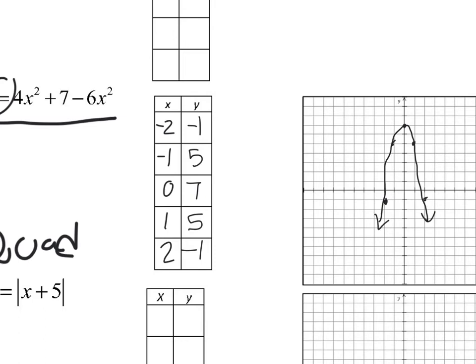Now, notice your numbers here, -1, 5, 7, 5, -1. Okay, it's kind of like they turn at 0, 7, right? And then the numbers start going back the other direction. Because it went from -1 to 5, turned, and went from 5 to -1. It went up, turned, came back down. Okay?